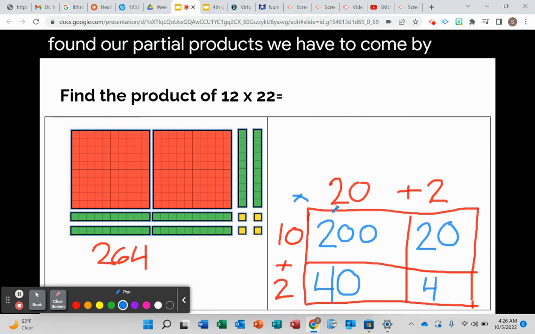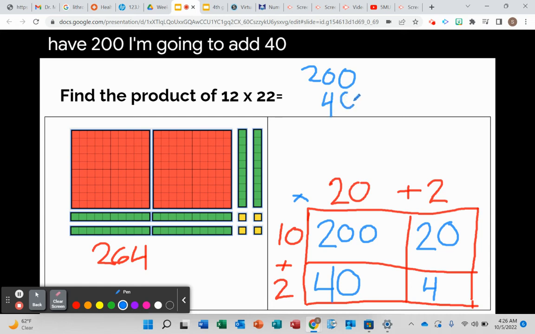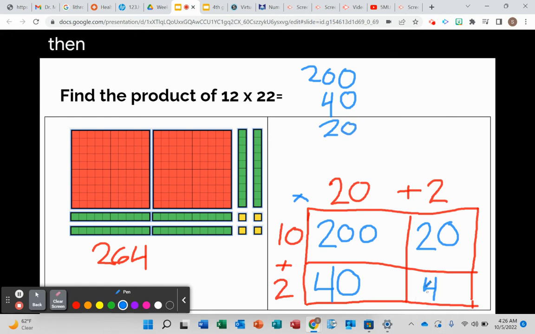I'm going to write it up here at the top. So I have 200. I'm going to add 40. I have to add 20. And then I have to add 4. This is going to be a really tight squeeze, but we're going to make it work.